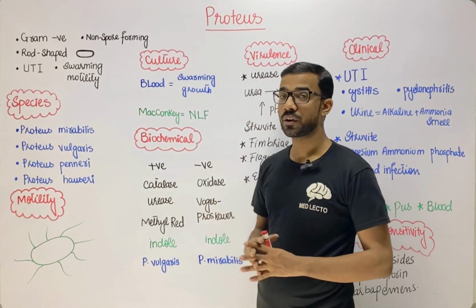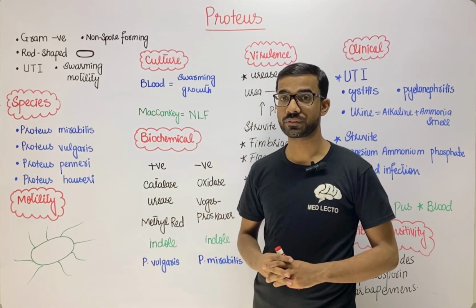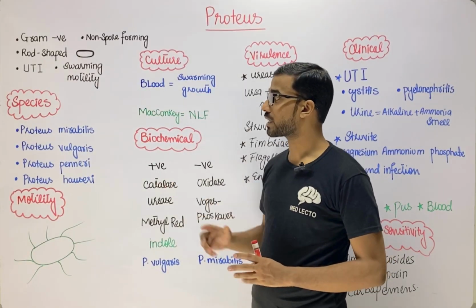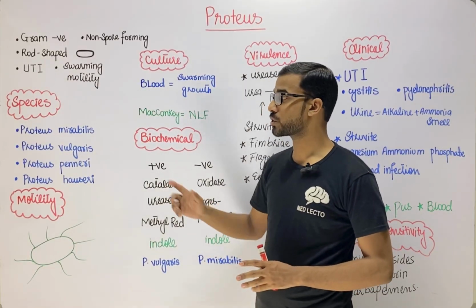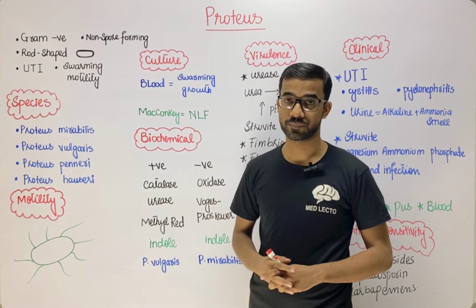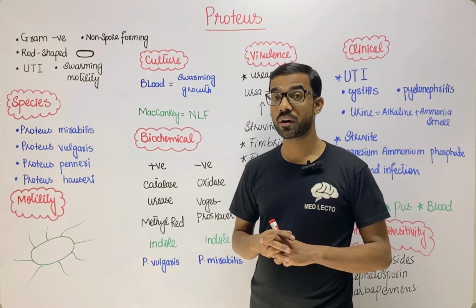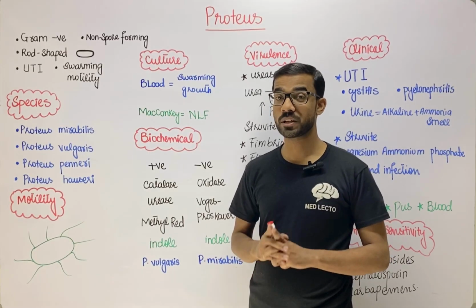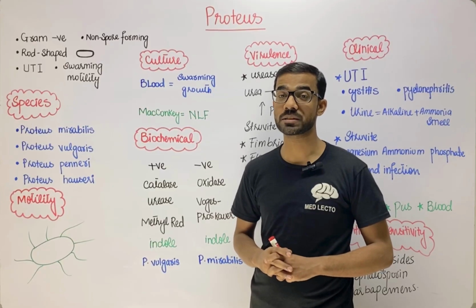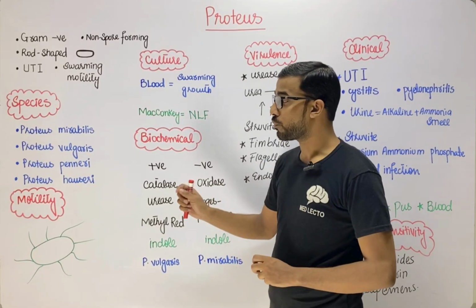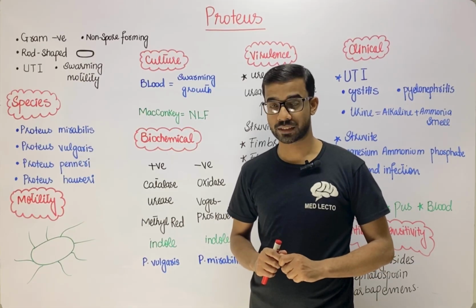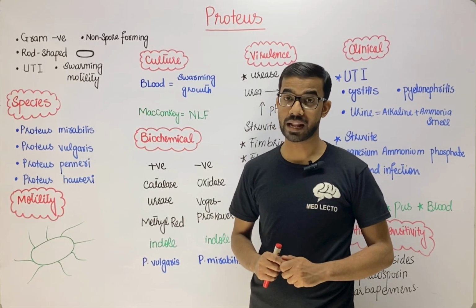So next, there are a lot of different species of Proteus. The clinically most important are Proteus mirabilis and Proteus vulgaris, Proteus penneri and Proteus hauseri. So these are the different species of Proteus, but the most important species are Proteus vulgaris and Proteus mirabilis. So why does Proteus show the motility effect or the swarming effect on the blood agar?